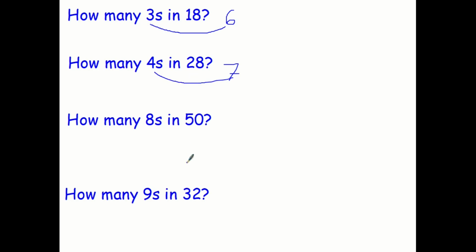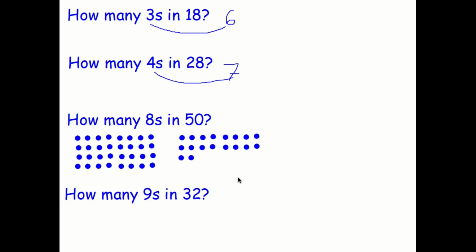It says how many 8's in 50? Well, 8 is not a factor of 50, so it doesn't go in exactly. But we can think about it a different way. So I've got a little diagram to think about it in a different way. So here is a little diagram of dots. I've got each row is 8 dots and I've got 50 dots altogether. So how many 8's is that?